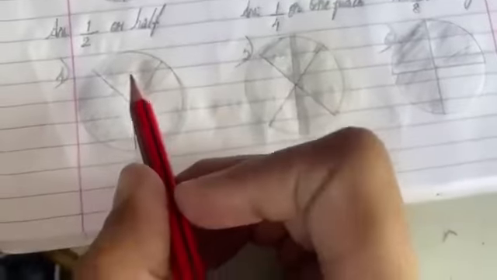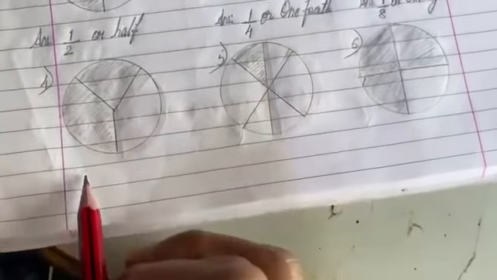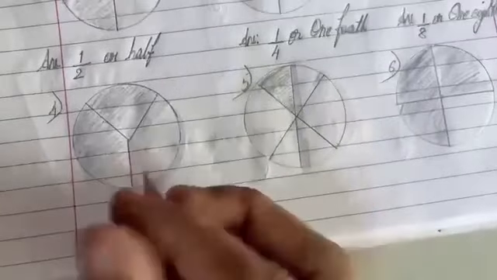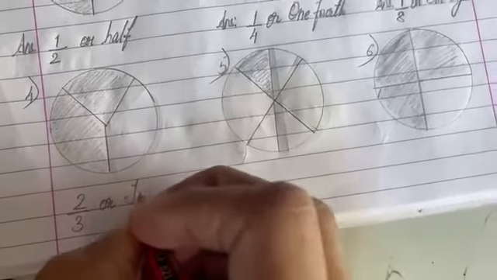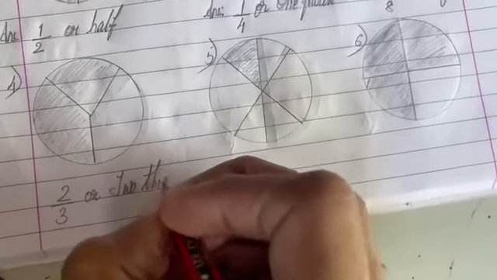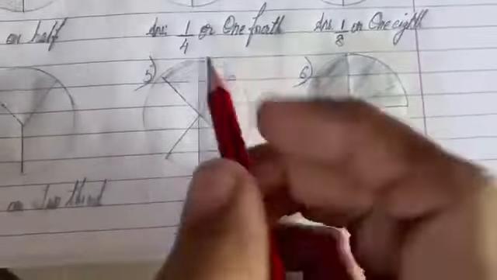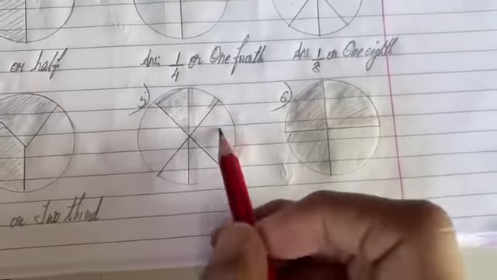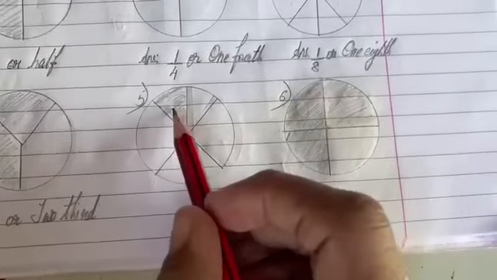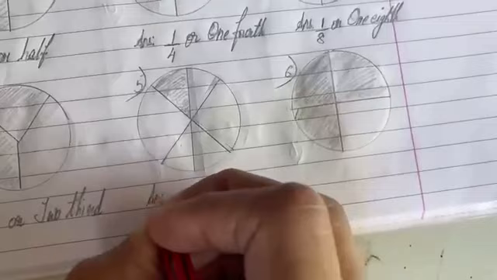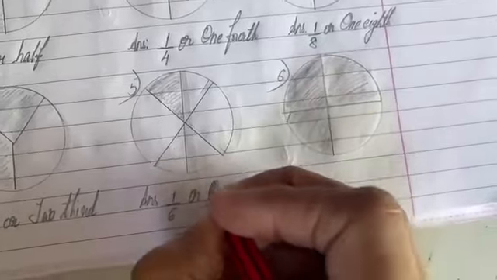Now over here, this circle is divided into 3 parts, 1, 2 and 3, and here 2 parts are shaded. So here we will write 2/3. Now over here, let's count 1, 2, 3, 4, 5 and 6. So over here, how many parts are shaded? Only one part is shaded. So we will write over here 1 upon 6 or 1/6.